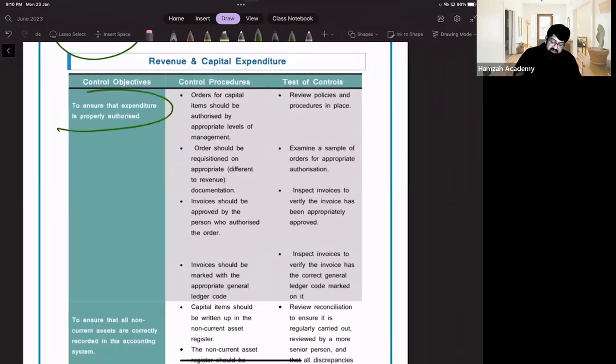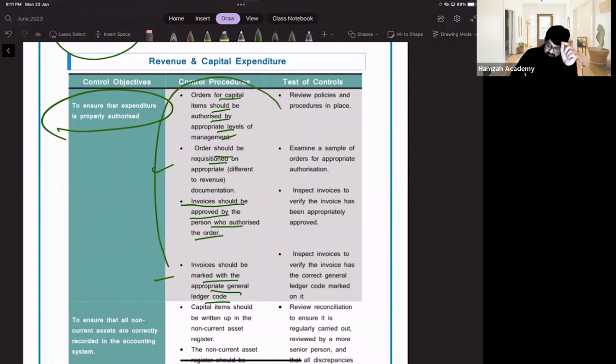All expenditures are properly authorized. Revenue expenditure and capital expenditure. Capital expenditures are big asset purchases, non-current asset purchases, property, plant, equipment purchases. Orders for capital items should be authorized by senior management. So the requisition of a capital item will be a different form than the goods requisition. Invoices should be approved by the person who authorized the order, the same person. Invoices should be marked with the proper general ledger code of the non-current assets. So it will also ensure that they are properly purchased, not fraudulent purchases or fraudulent payments.